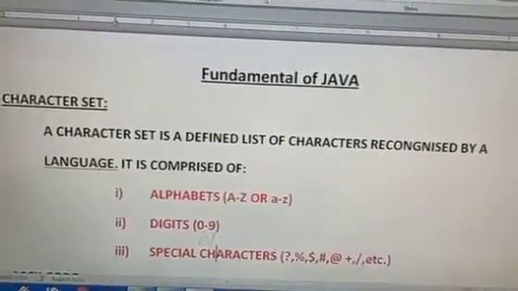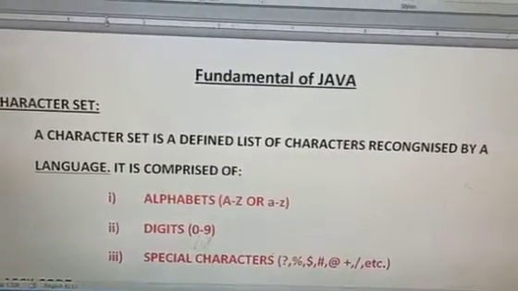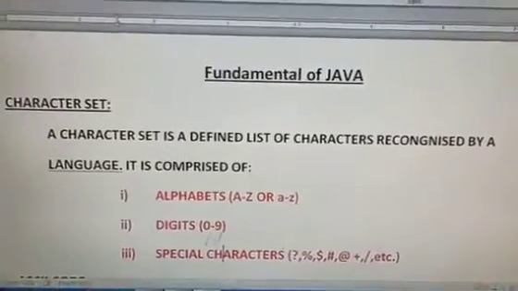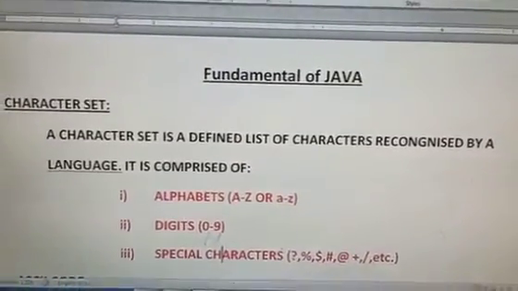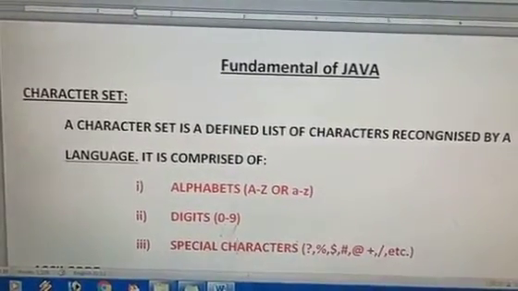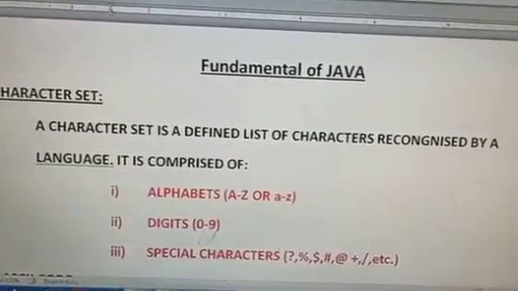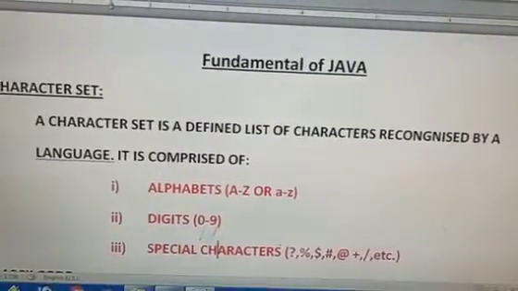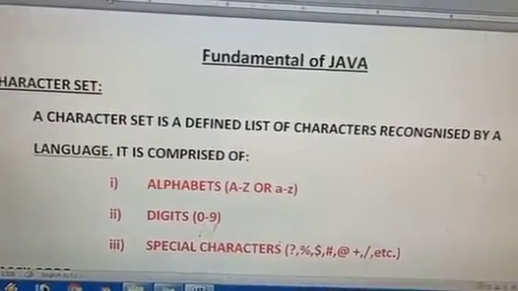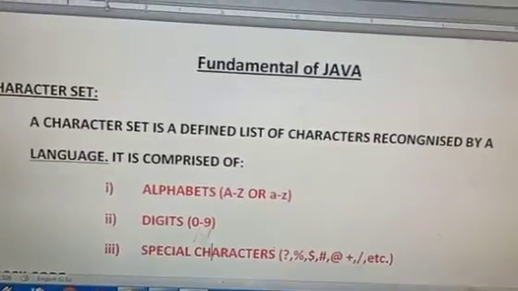Now just focus on these fundamentals of Java. First of all, whenever you start programming in any language, the basic requirement is the character set. Without the character set we cannot work in any programming language. So what is the character set? The character set is a defined list of characters recognized by a language, meaning these are the characters which the language can easily understand.